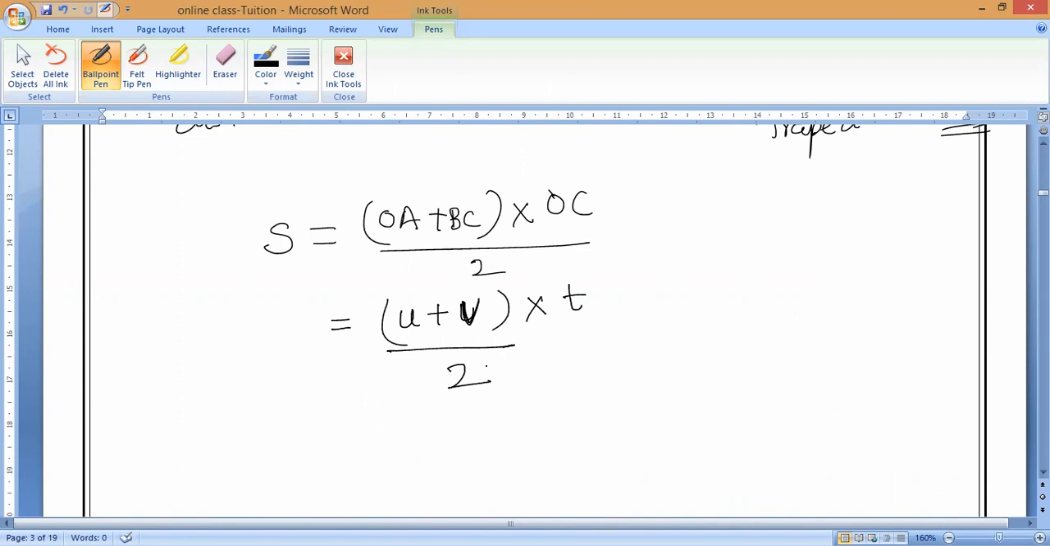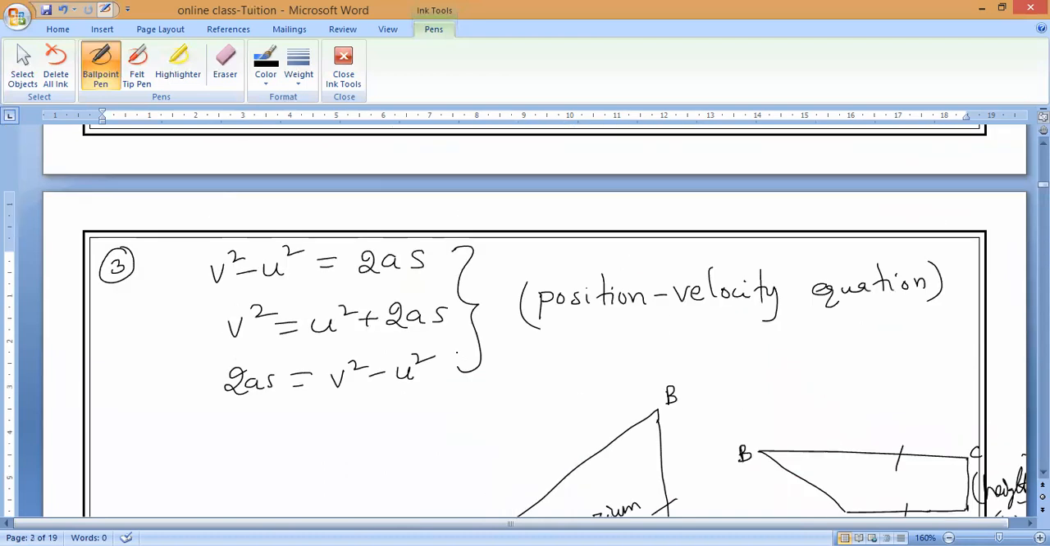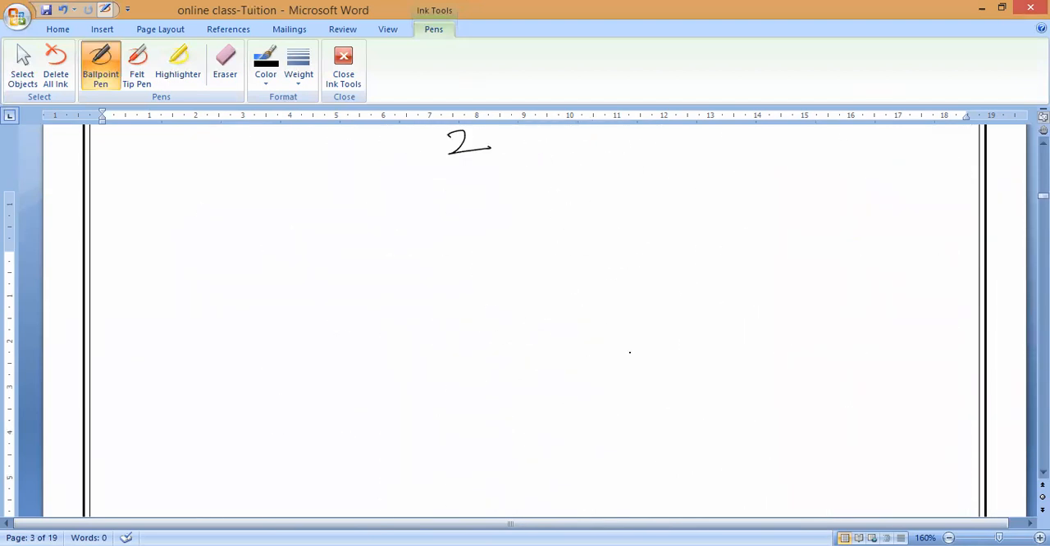In the third equation, we don't have any time parameter. Have you checked it? Third equation: v square is equal to u square plus 2as. That is what you have to remember.